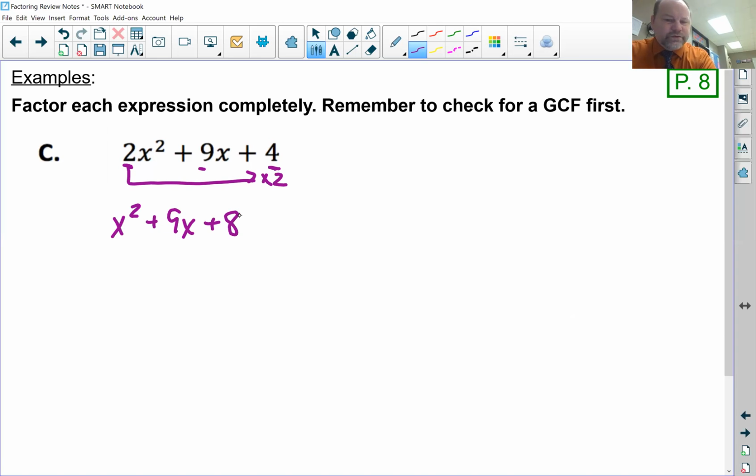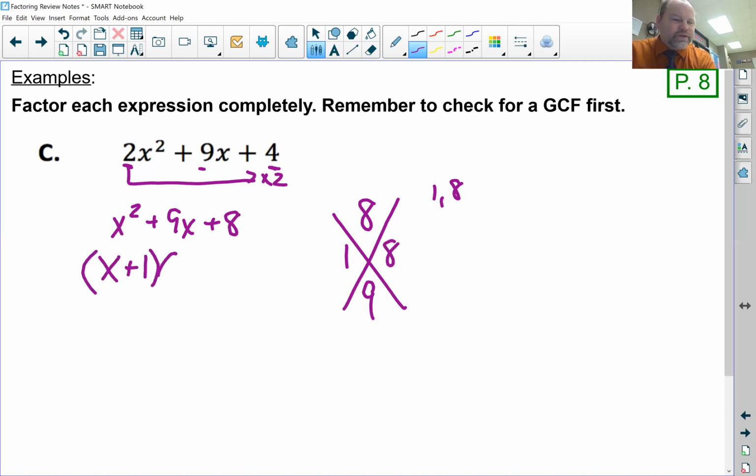Now we can use the x method, 2 numbers that multiply to 8 and add to 9. Let's see, 1 and 8 multiply to 8, and they add to 9. That's perfect. So I get (x plus 1)(x plus 8). But to get those factors, I ended up multiplying by 2. So I need to divide by 2.